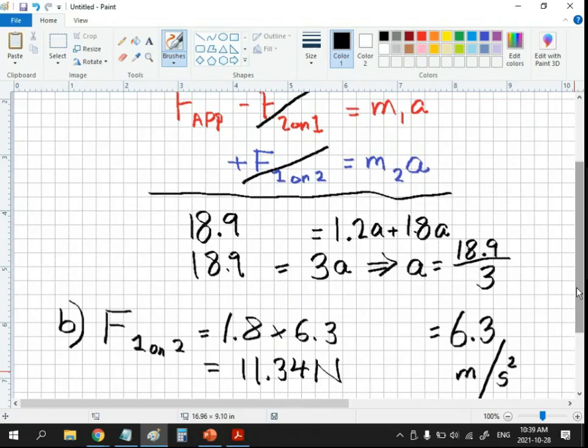6.3 times 7.56. And then what do you do? You move this one here, and you move this one here. So 18.9 subtract 7.56 equals F2 on 1. What is that? Exactly the same answer.